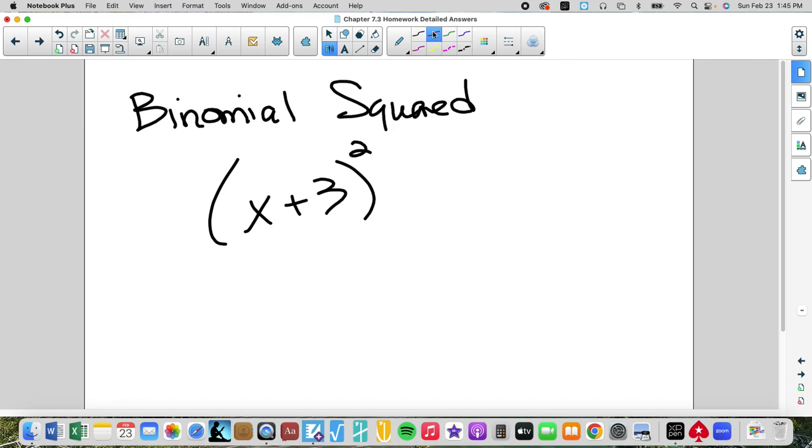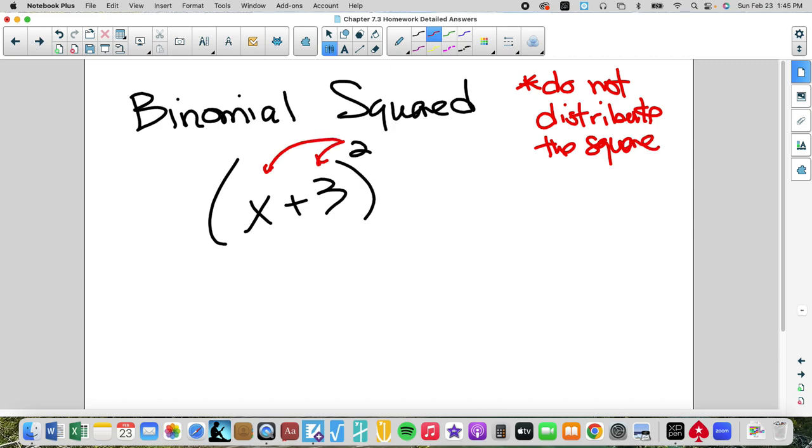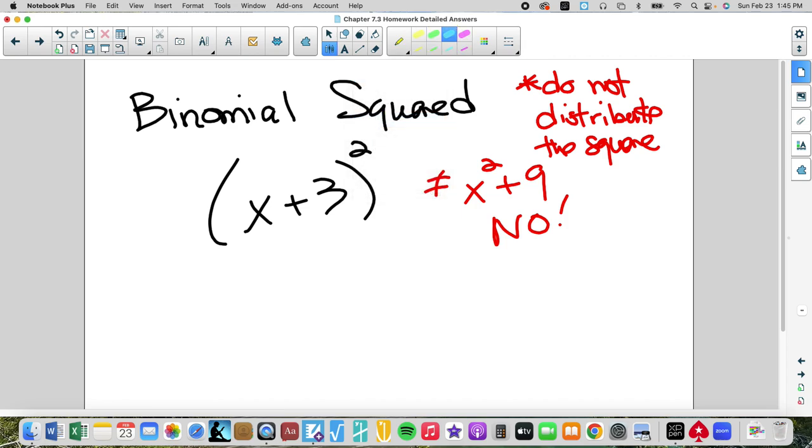Now, the mistake that most people make here is, do not distribute the square. You cannot distribute the square. You cannot distribute it in. It does not equal x squared plus 9. That is absolutely incorrect. No, it does not. You cannot. This is the exponent, and we have two of these.